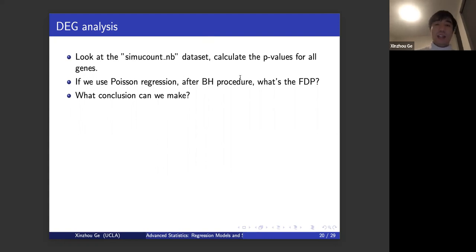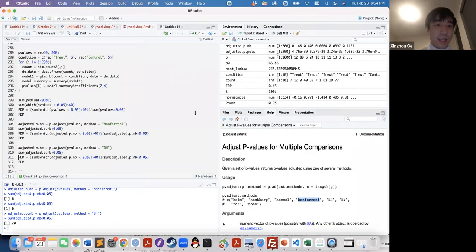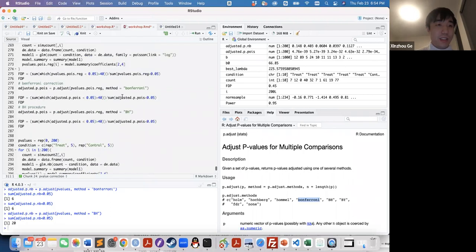Okay, I think we have done this. So we can see that for the second dataset, which comes from the negative binomial distribution, if we use the wrong model, especially the Poisson regression model, even if we do some multiple testing correction, there will still be a large number of false discoveries, and that's something that we don't want to see. And we can run it again to confirm this.